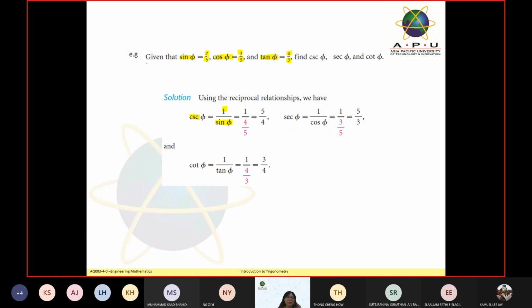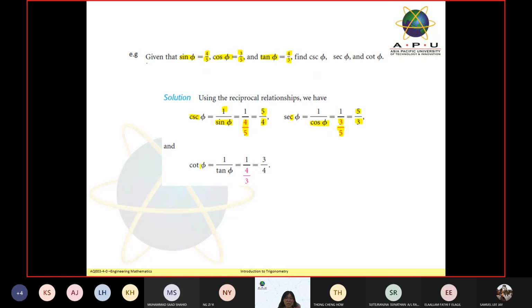So since the sine is already given as 4 over 5, you substitute sine as 4 over 5, then your cosecant is 5 over 4. Okay, then come to secant. Secant, as I said just now, you can refer to the last letter. It's a C, so it's 1 over cos. The cos is 3 over 5, so 1 over 3 over 5 is 5 over 3.